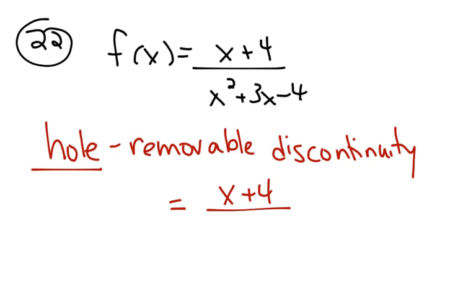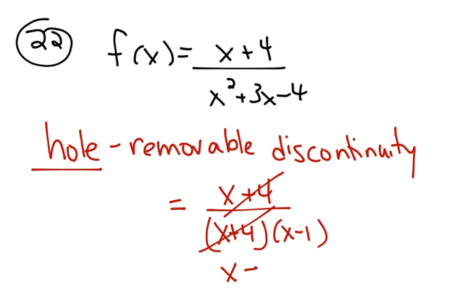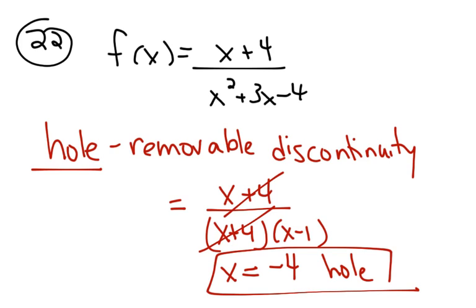So, in order to determine if there's a hole, I need to first factor the denominator. The two numbers that multiply together to give you -4, but when you add them give you +3 are positive 4 and negative 1. So, since I can cancel those, that means x equals negative 4 is a hole or removable discontinuity. Remember that x equals negative 4 because a discontinuity is a value that makes the denominator 0. And you would need to add 4 to negative 4 in order to make it 0.